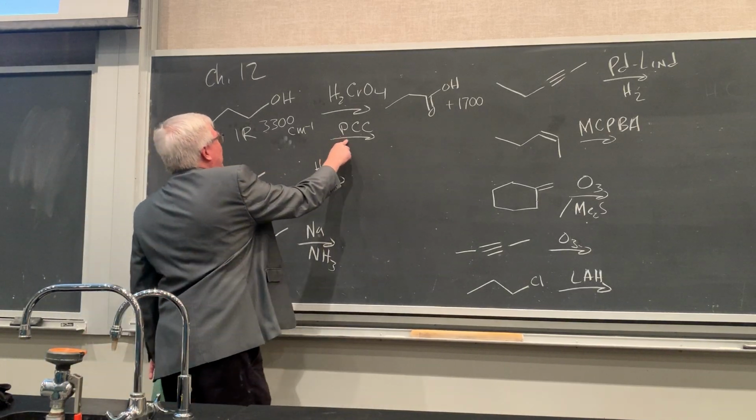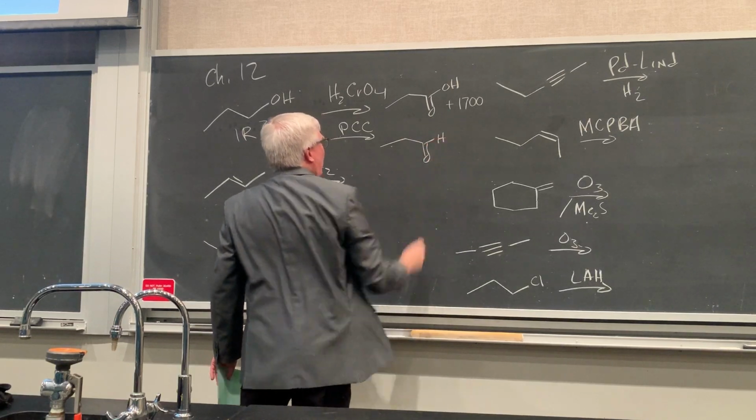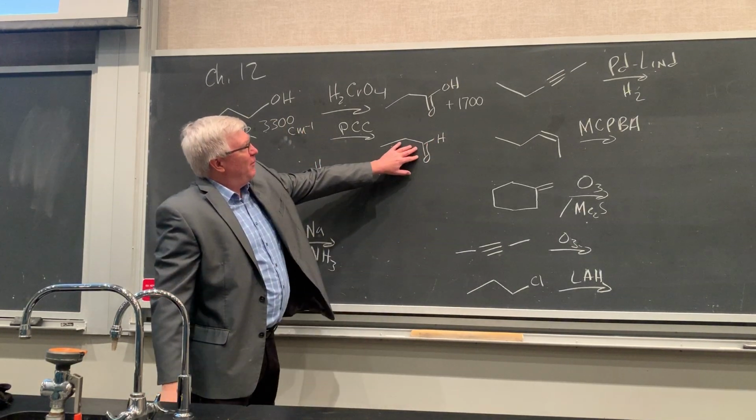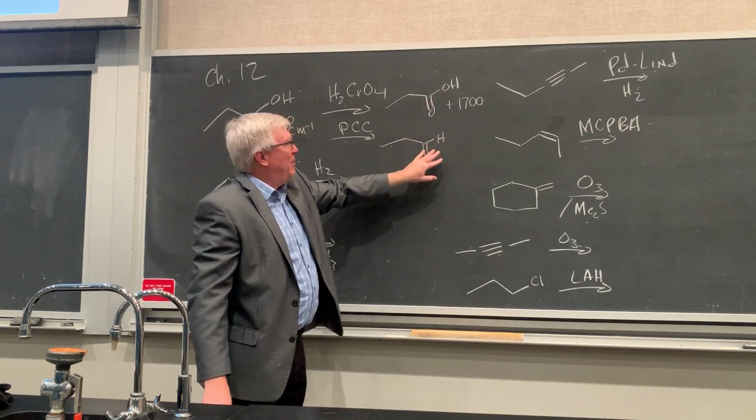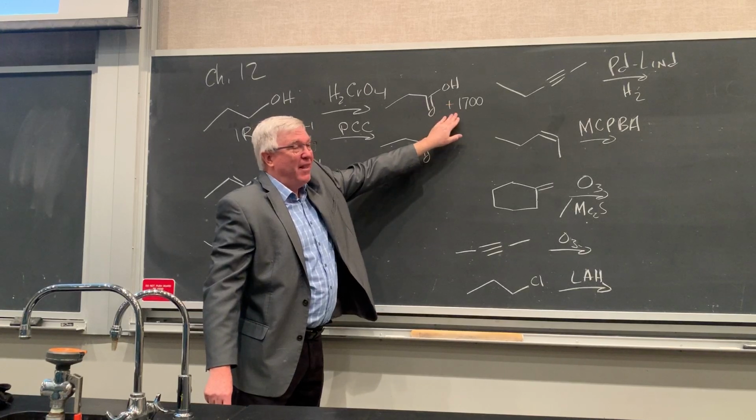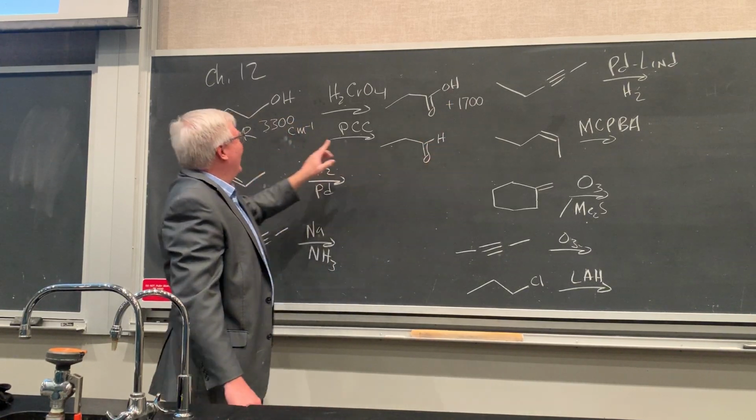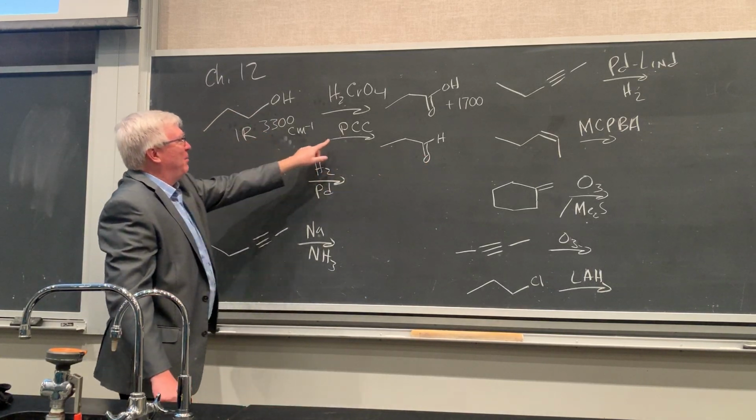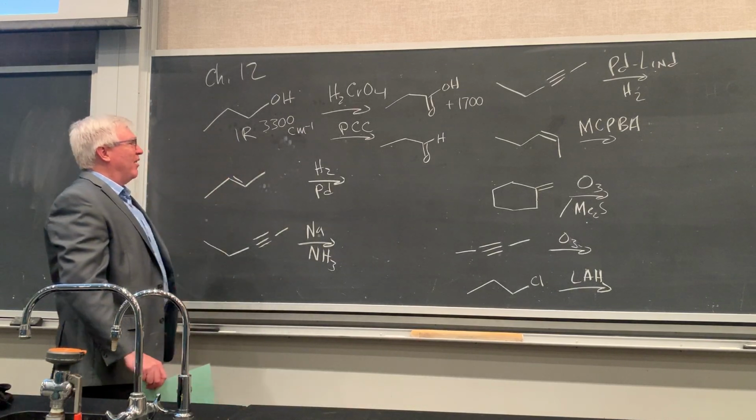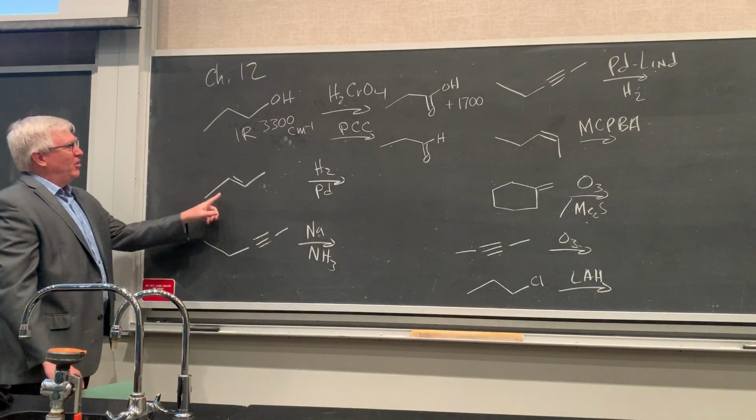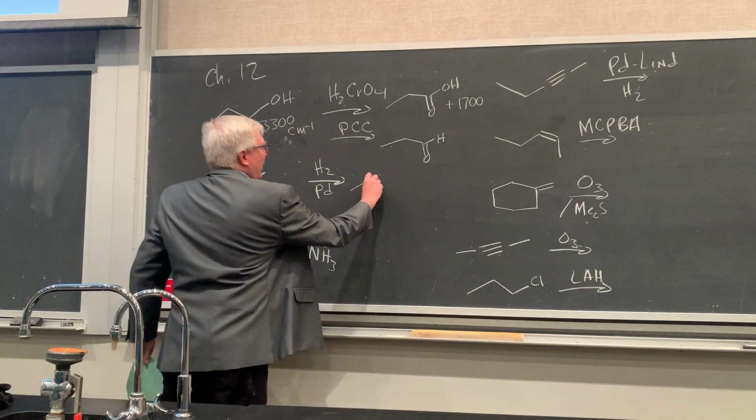If we use PCC, pyridinium chlorochromate, we'll stop at the aldehyde. And notice here, we'll just have the 1,700 peak, not the 1,700 and the OH peak. This one will have 1,700 and the 3,300. This will just have the 1,700. So we'll see this 3,300 in the case of PCC go away to, again, the aldehyde product from the primary alcohol. Okay, reduction reaction. If we have hydrogen and palladium with an alkene, we'll go to the alkane.